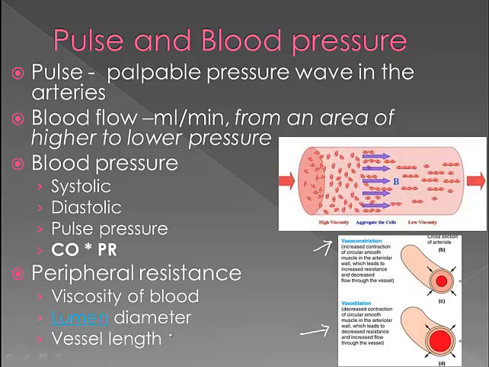And lastly, we have vessel length. The longer the vessel, the greater is the peripheral resistance. So longer vessels have greater peripheral resistance. And let's just look at lumen diameter and how it would affect blood pressure.